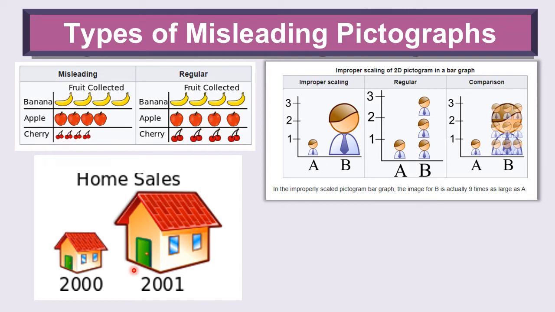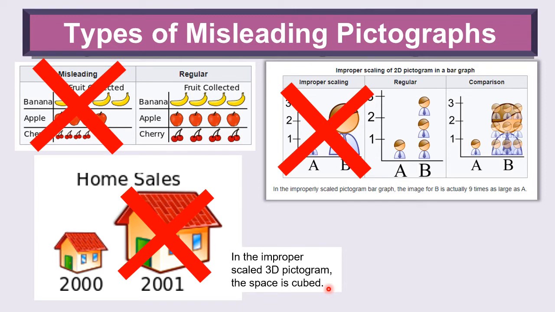For the 3D pictograph, not only the length and width are increased but also the height. So in the improperly scaled 3D pictograph, the space is cubed. So let us not be misled by these types of pictographs, or try to make one.